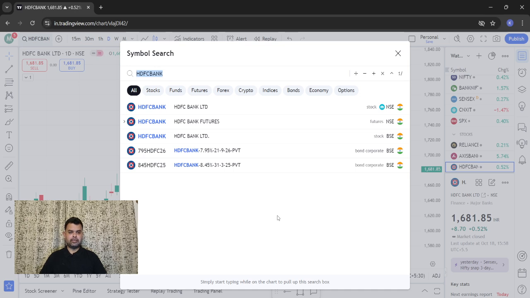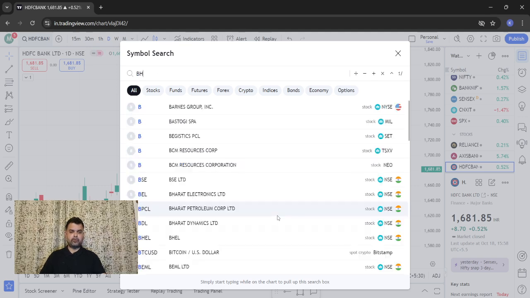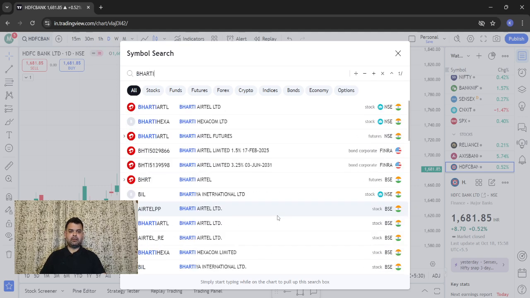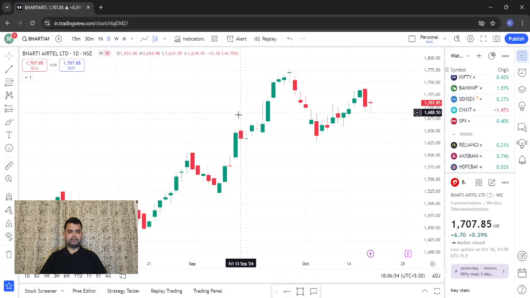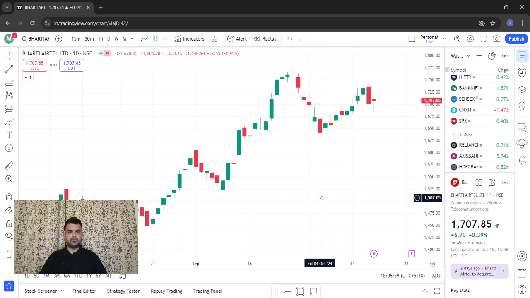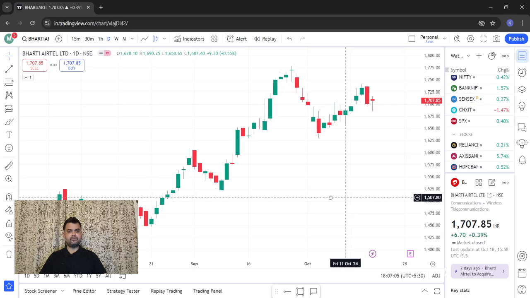So let's say I want to look at the price data of Bharti Airtel. So here I'm going to type Bharti Airtel and then select this particular script here. Once I click on the script, I get the price data for Bharti Airtel Limited on the graph.